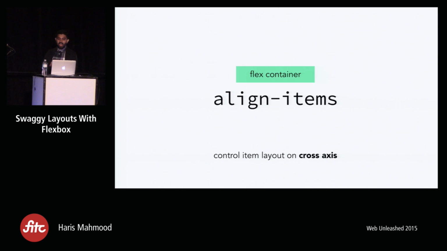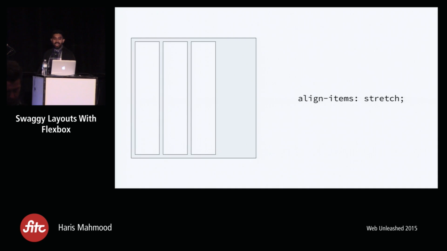Anyways, align items, also something else that we apply to the Flex container. This controls how your items are laid out on the cross axis. So not the main axis, but the cross axis. By default, align items has a value of stretch. So it stretches out all of those Flex items to the height of their container.